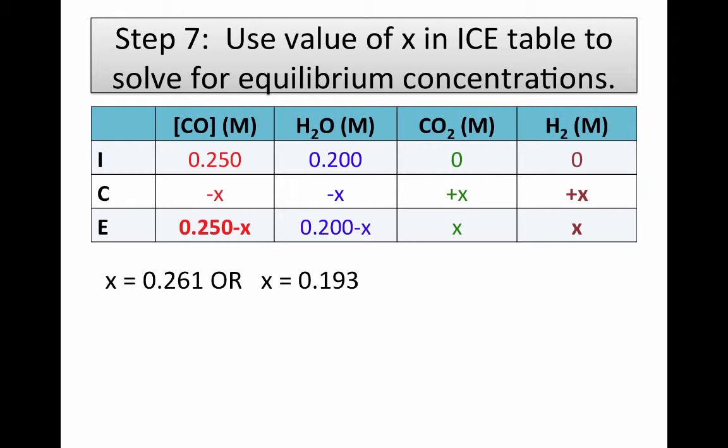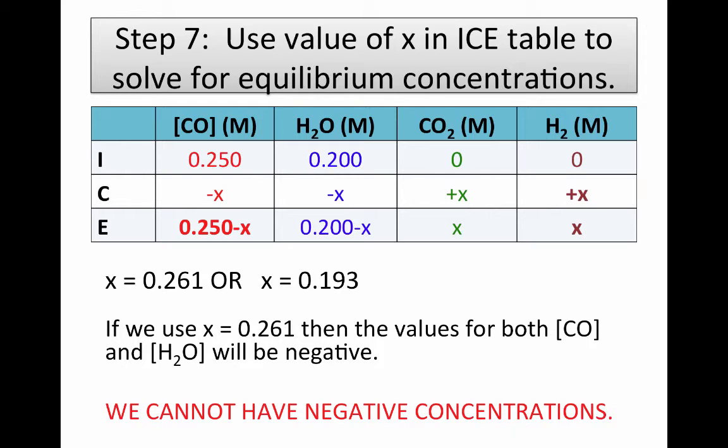If you look at the concentration of carbon monoxide, it was supposed to be 0.250 minus x. If you use the value of 0.261 there, you end up with an equilibrium concentration of negative 0.011. Well, we can't have negative concentrations. Likewise, you could put that in for water. 0.200 minus 0.261 will give you negative 0.061 for a concentration. Again, you can't have a negative concentration. So obviously that value of x does not work.